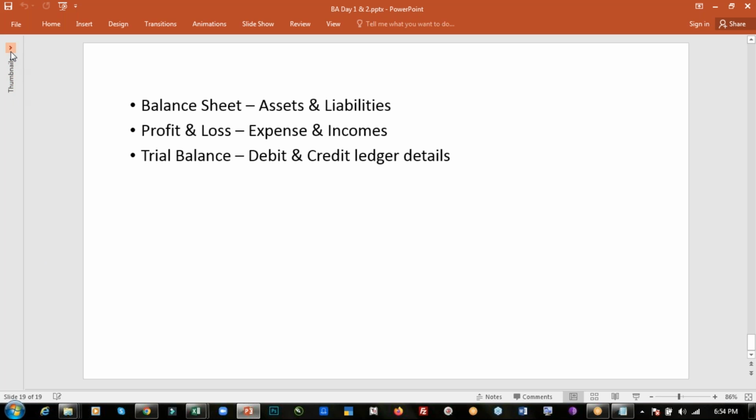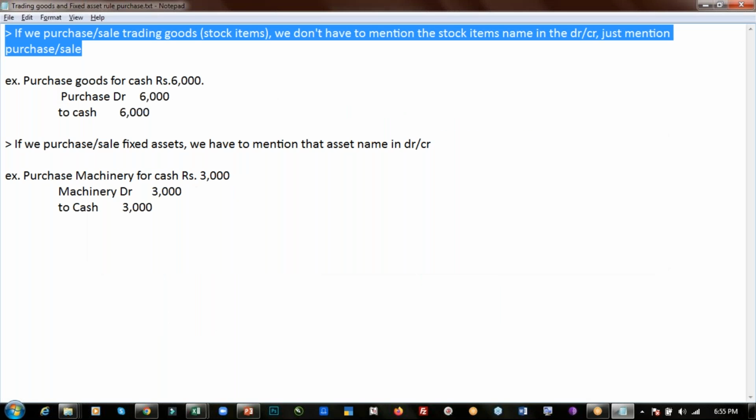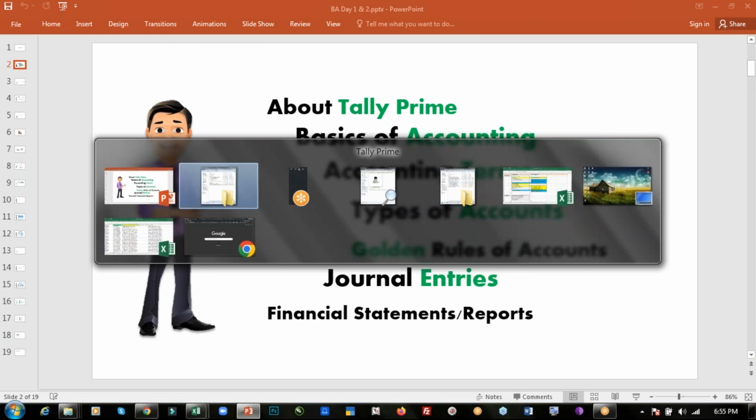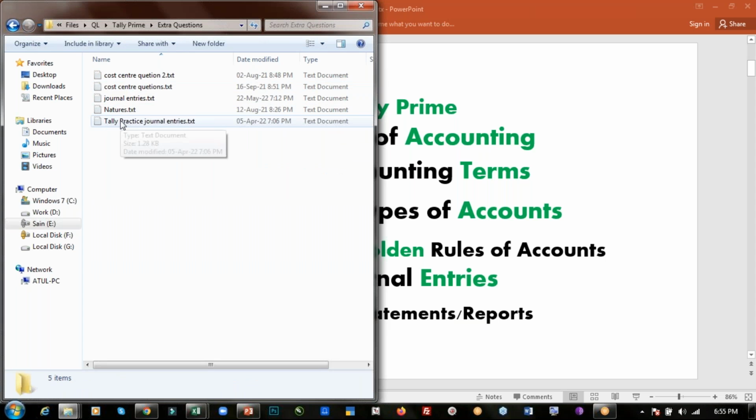All right, guys. So as we have discussed all of these theoretical topics about Tally Prime, basics of accounting, accounting terminology, types of account, golden rules of account, journal entries, financial statements or reports. I hope all these are clear for all of you. Now let's see some other transaction entries as well so that you can relate and practice for these.